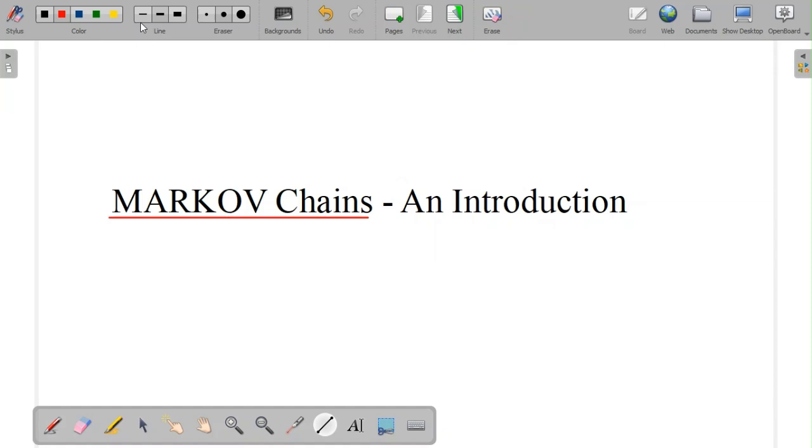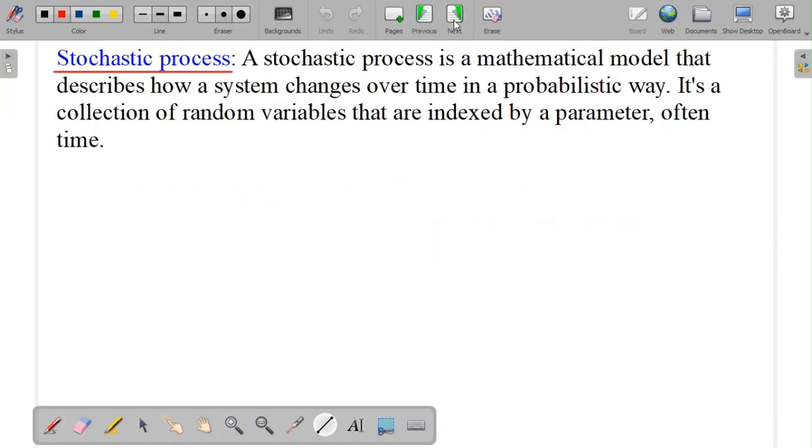Before understanding Markov chain, it is essential to understand what a stochastic process is. The stochastic process is a mathematical model that describes how a system changes over time in a probabilistic way. It's a collection of random variables that are indexed by a parameter, which is most often known as time.